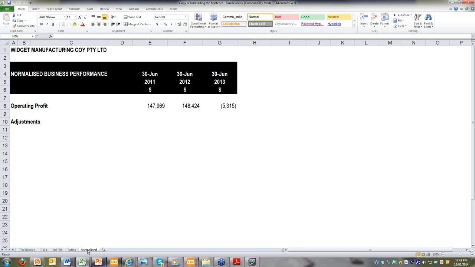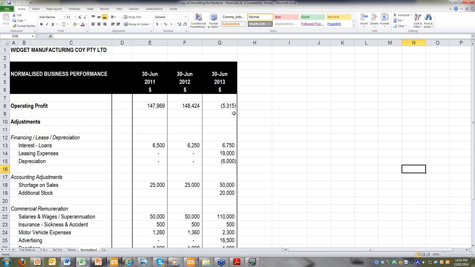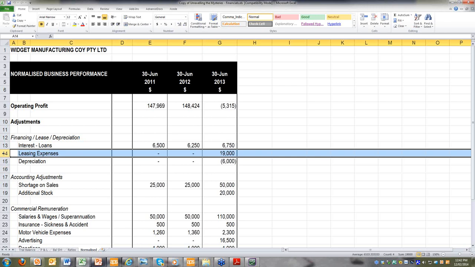To cut to the chase, when we actually did our adjustments, our operating profit coming straight off our profit and loss statement, we valued this business on the basis it was on a before financing basis, so we added back all the financing costs. So that's the interest and the leasing costs. However, this is where the first real adjustment came in.